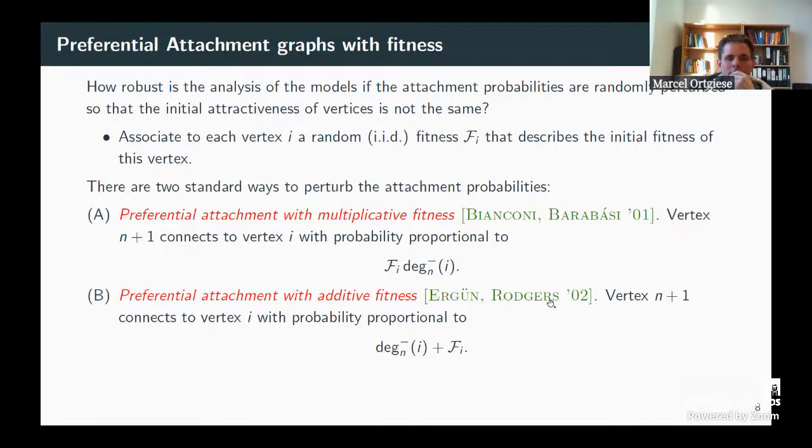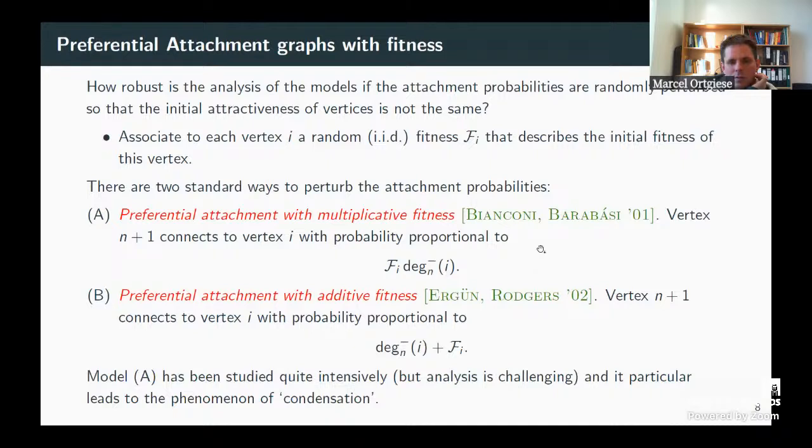And the second model is to add a random fitness. There are things you can do by adding noise, either multiplicative noise or additive noise, if you're thinking about speed or whatever. So this is what we'll be doing. This was proposed in a paper by Ergün and Rodgers in 2002. The rule changes so that vertex n+1 now connects to vertex i with probability proportional to the in-degree plus some fitness. I'll be more specific about exactly what I mean in a minute.